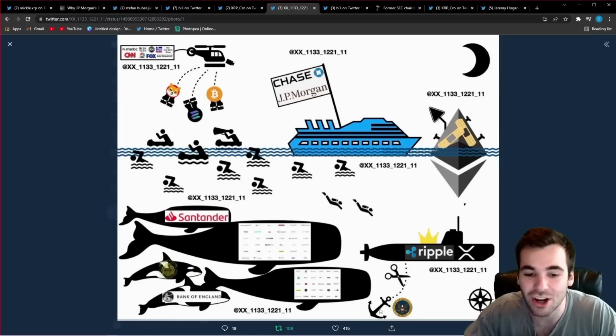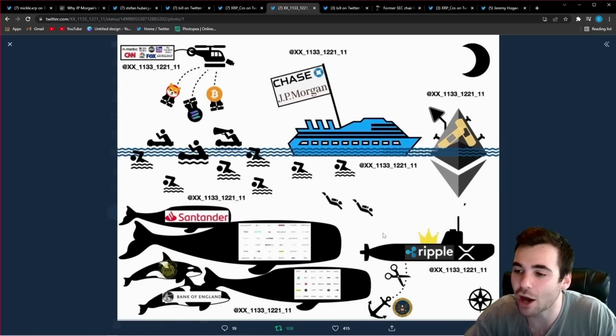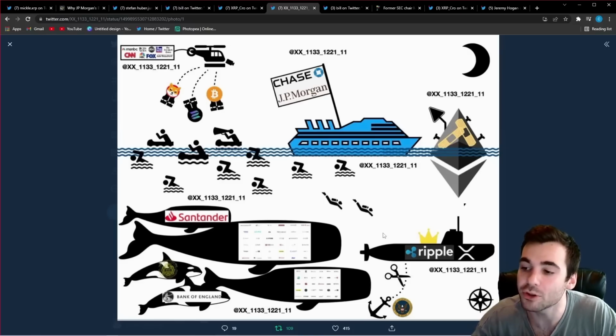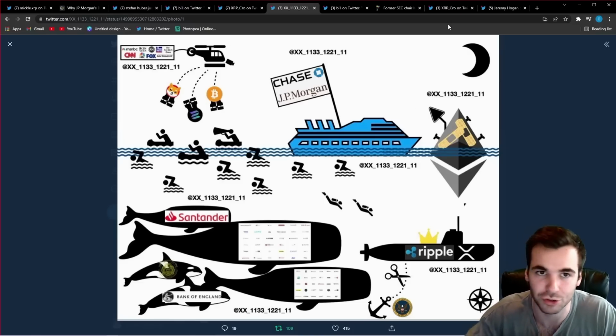Once this anchor is cut and Ripple is released from the grasp of the SEC, there's no doubt in my mind that the value will flood behind XRP, and Ripple will take over the financial landscape for not only cross-border payments, but building an entire new financial system.